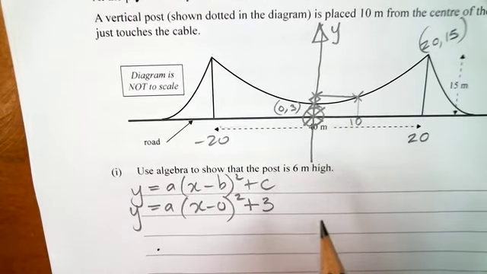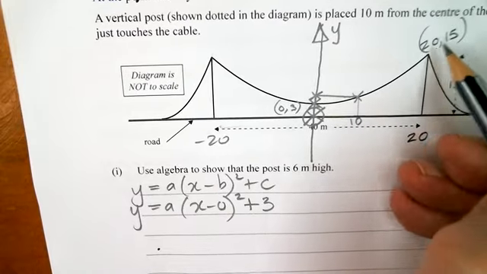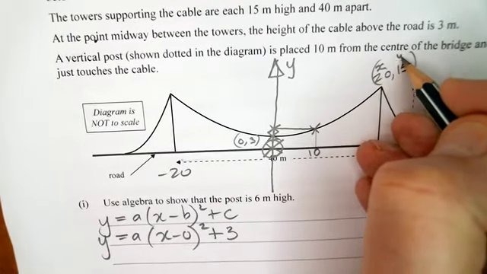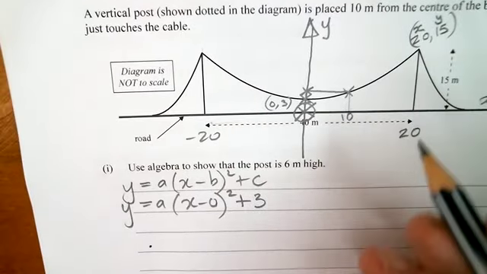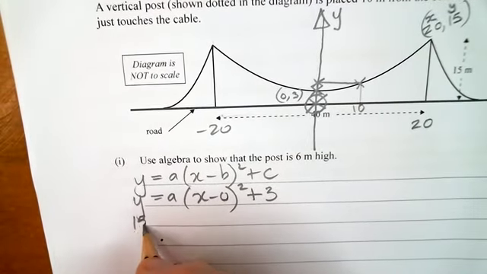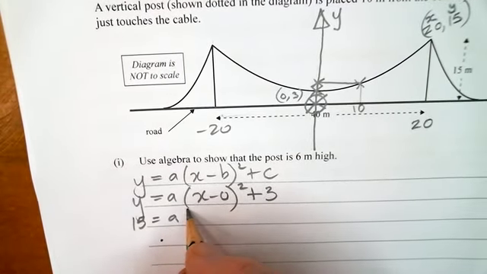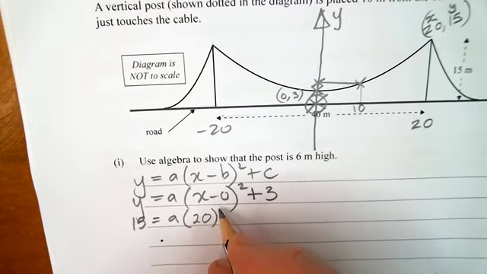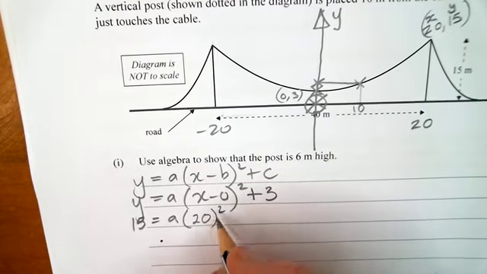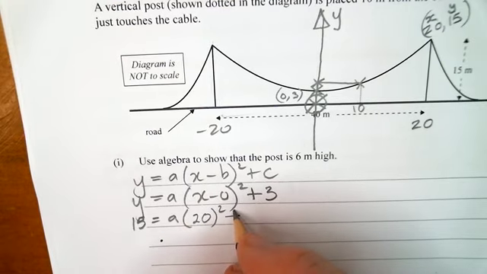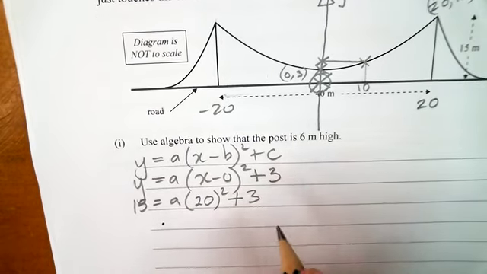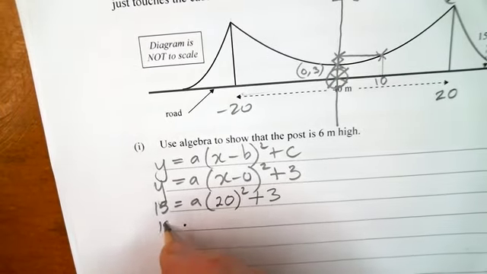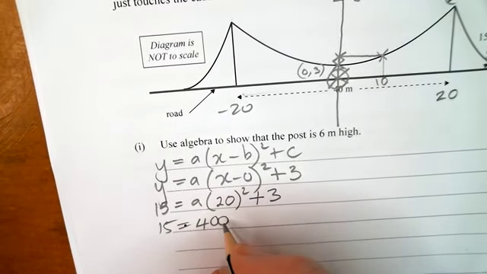Now we do know some values for x and y. X, I'm going to call 20, and y is 15. So 15 is equal to a, which we do not know, times 20 minus 0 all squared, plus 3. Well, 20 squared is 400. So that's 15 is equal to 400a plus 3.